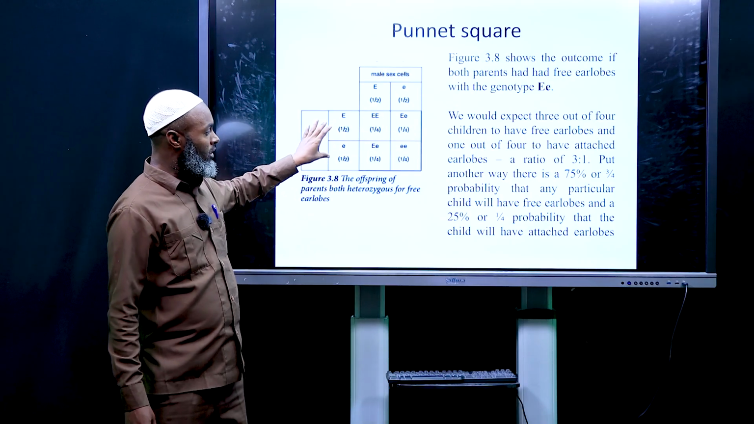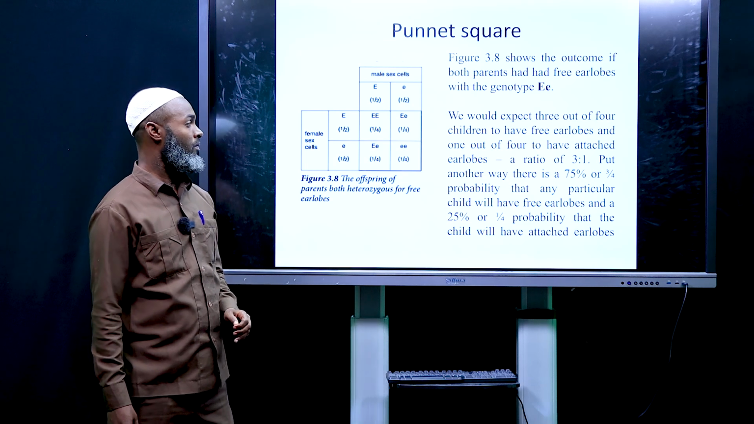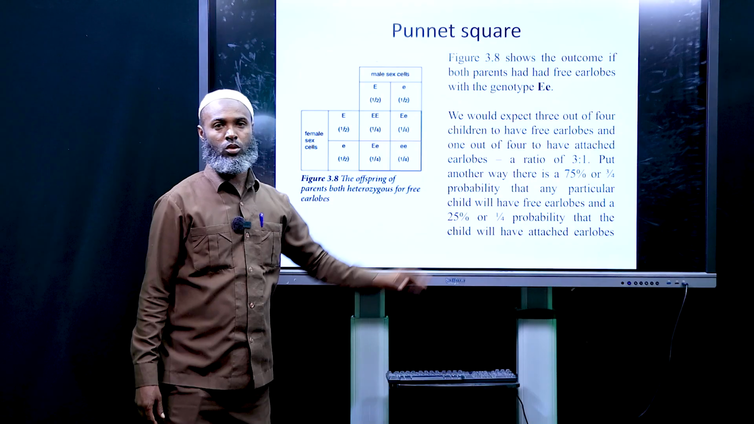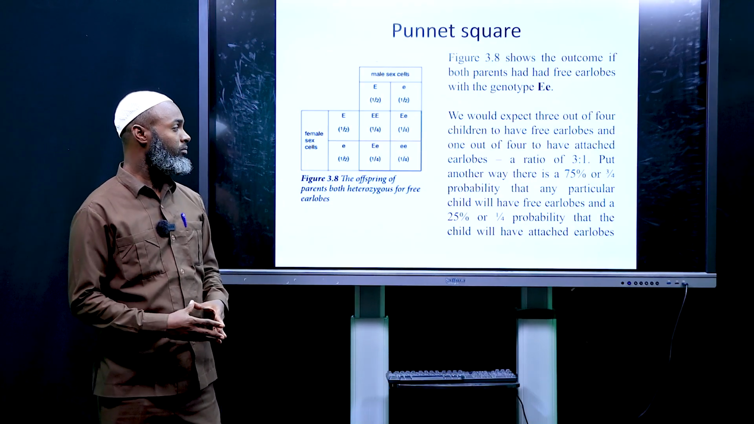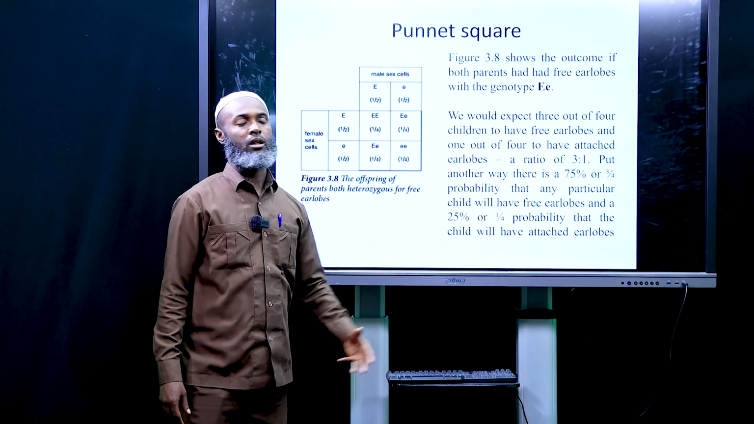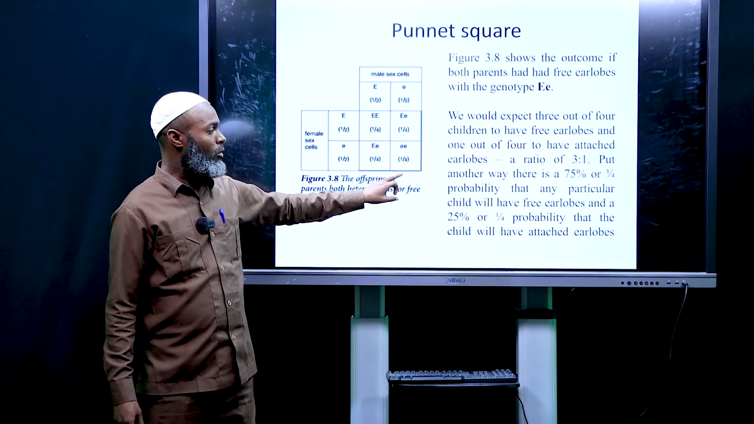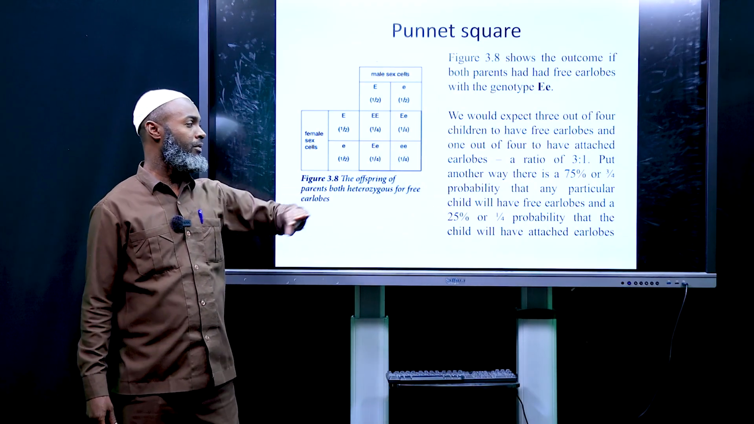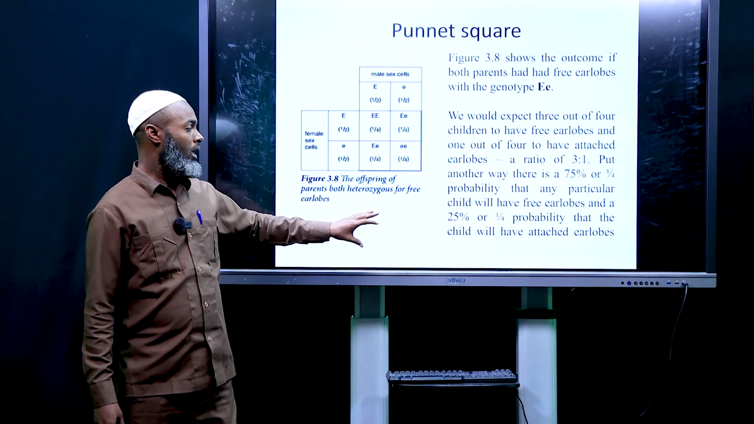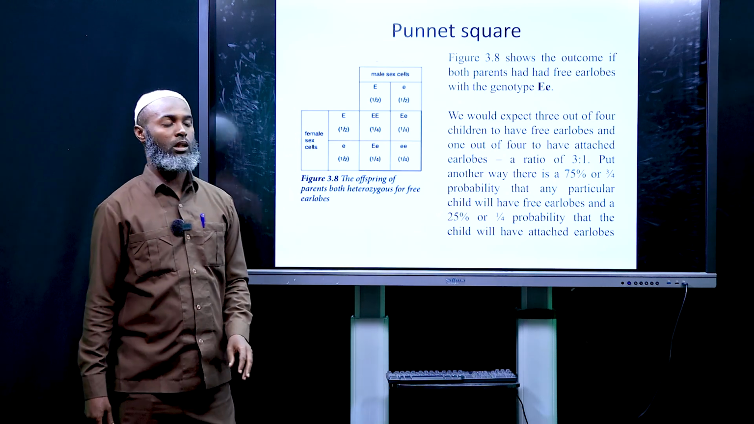Whereas one of the children would have attached earlobe, small e. So phenotypically the ratio would be 3:1. In other words, if we express this in percentages, there is a 75% or 3/4 probability that any particular child will have free earlobe, and a 25% or 1/4 probability of attached earlobe.